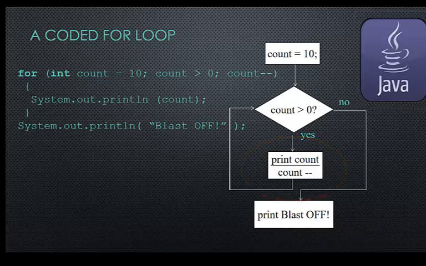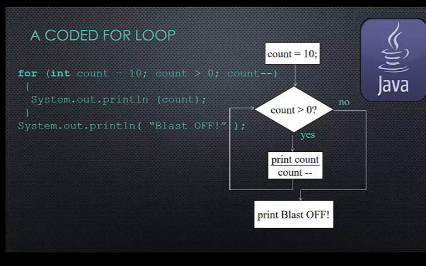If count is still greater than 0, we'll print it, subtract 1, and check the condition variable again. We'll continue to do this as long as count is greater than 0. Once count becomes 0, we will not repeat the loop body. We'll move on with the code that prints blast off.